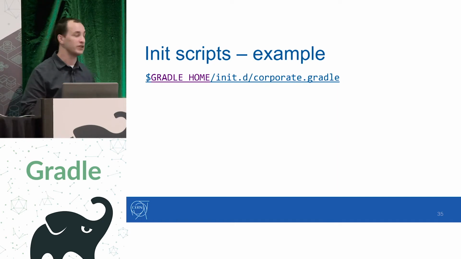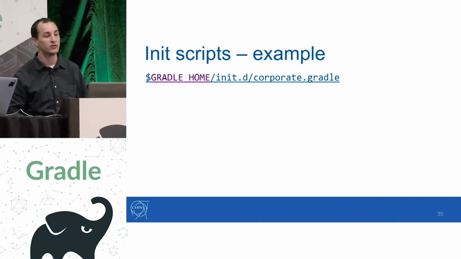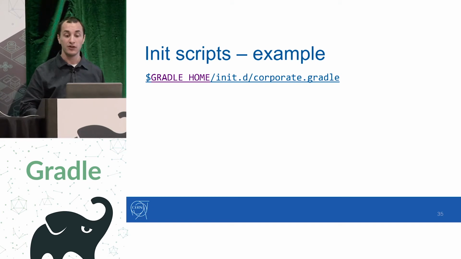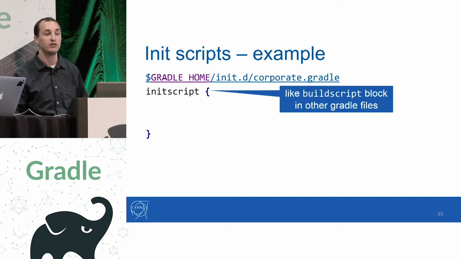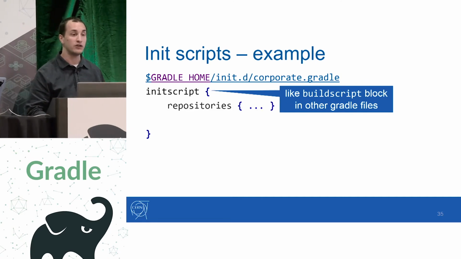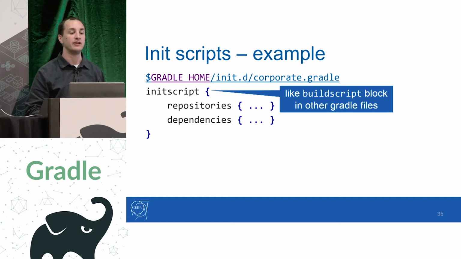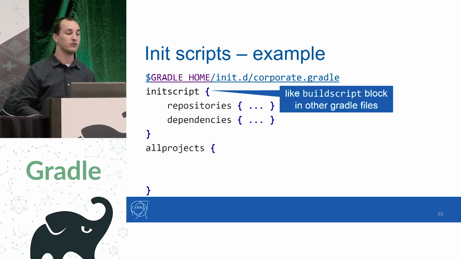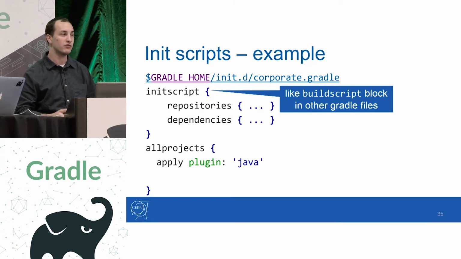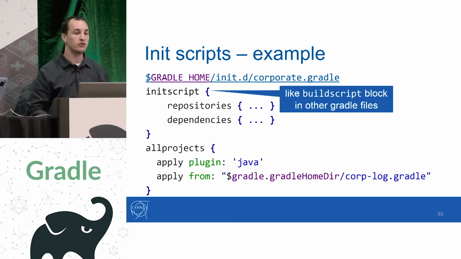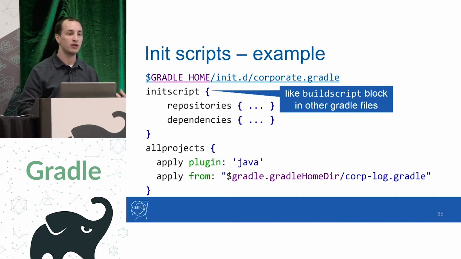Let's say you have a corporate.gradle in your init directory, because corporates like to do corporate stuff. So you can have an init script block, which is very similar to the build script block that you would have in your other Gradle files. You define your repositories there, you define your dependencies there, and then you can iterate through your projects and apply Java plugins. This is something we do because we only provide tooling for Java projects, so it makes sense that all our projects need Java. Also, we have some logging solutions, so we apply a logging configuration that we set up in another Gradle file.